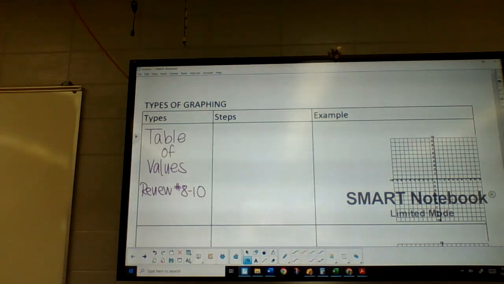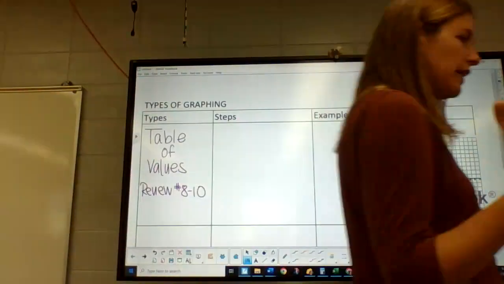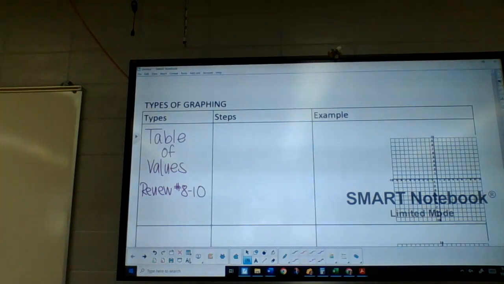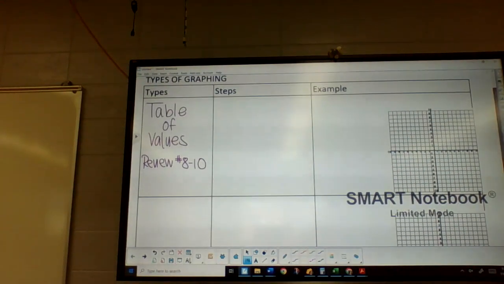For your homework tonight, just to remind you so you know what they look like or what method we're using. On the test, I'll give you guys a table and show you that. But the biggest thing is that you should know how to graph it regardless of the type. Our steps for a table of values is being able to make a table that goes with that equation.